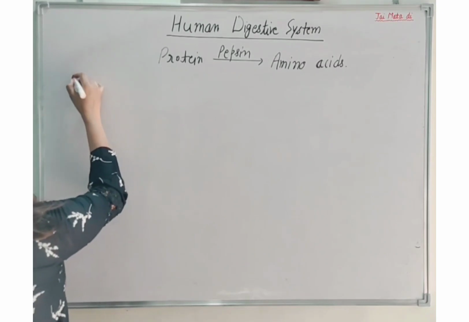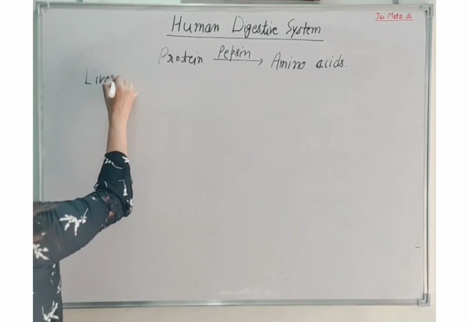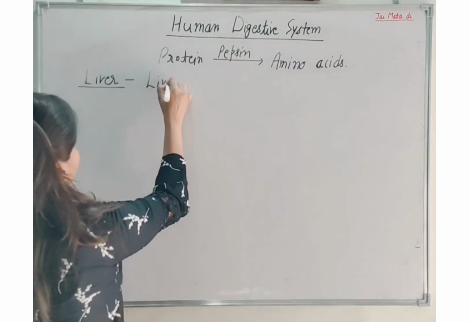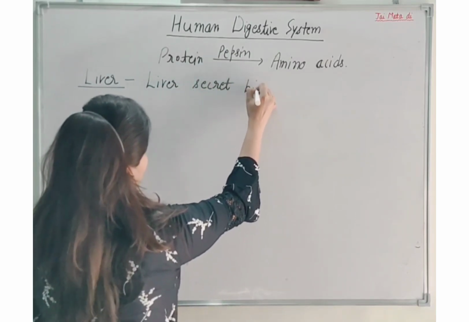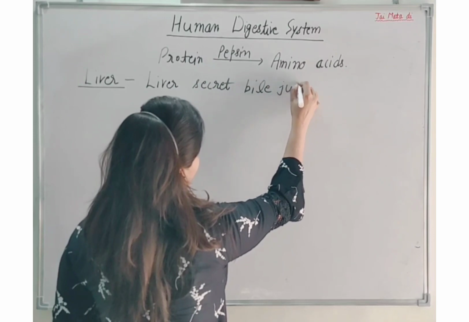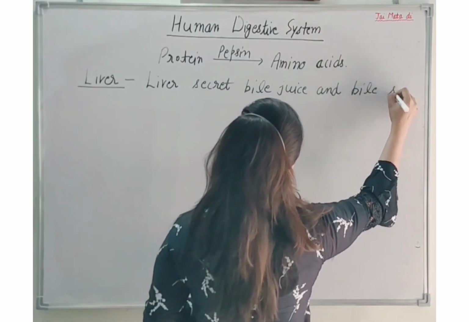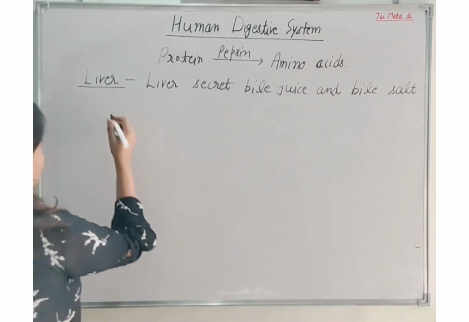Now next part, that is liver. What is the function of liver? Liver secrete bile juice and bile salt. Liver secrete bile juice and bile salt.